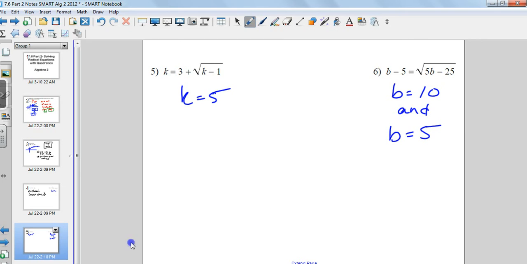Alright, that concludes the lesson on 7.6 part 2. Your homework on this is just on the back of your notes, so please continue. Make sure you draw the graph. Sketch a graph. It doesn't have to look real pretty, it basically is proving to me that you didn't just copy off of a friend, so please do that.